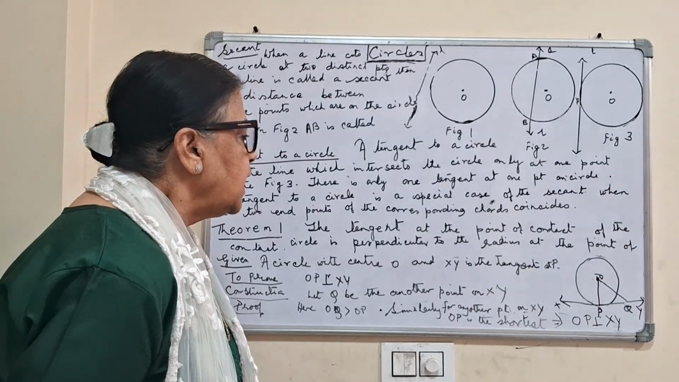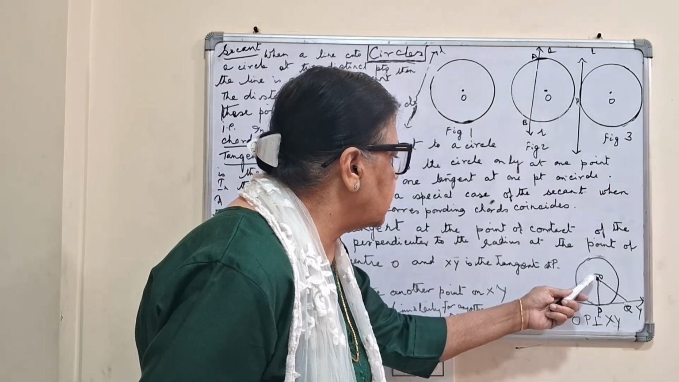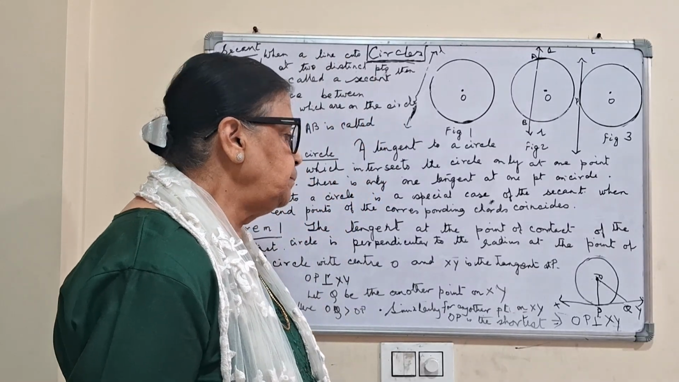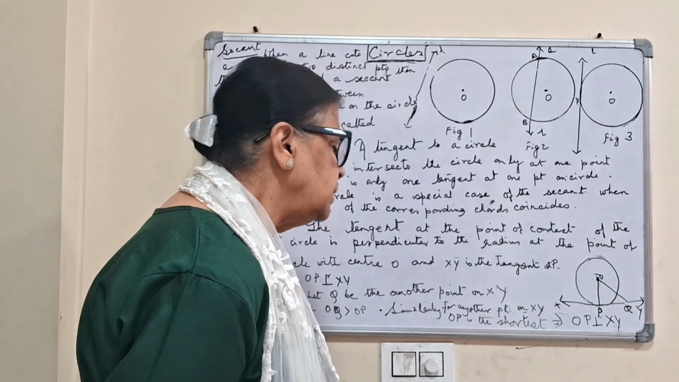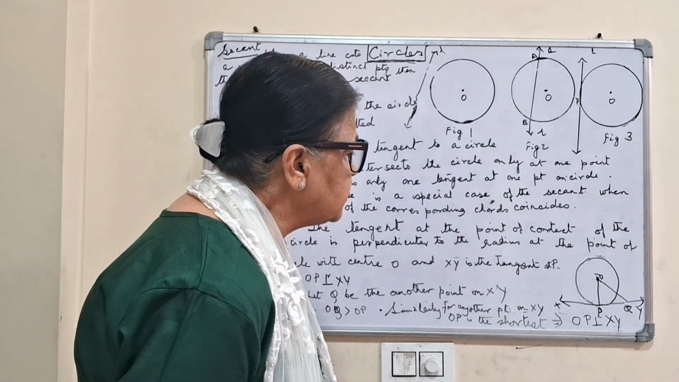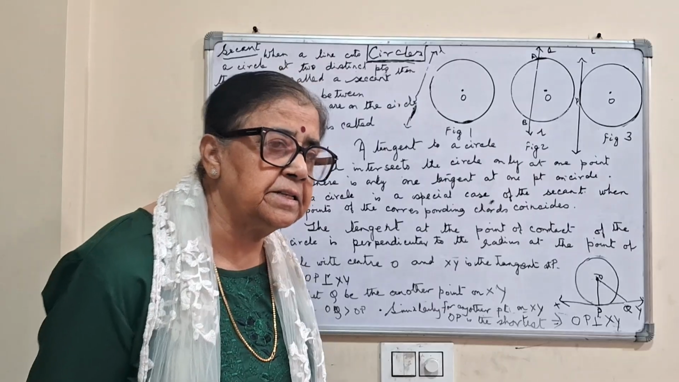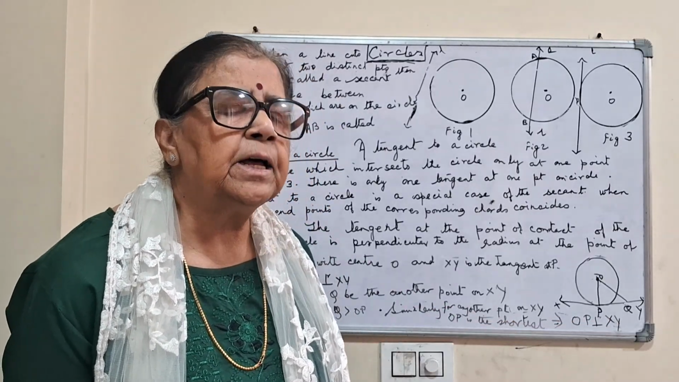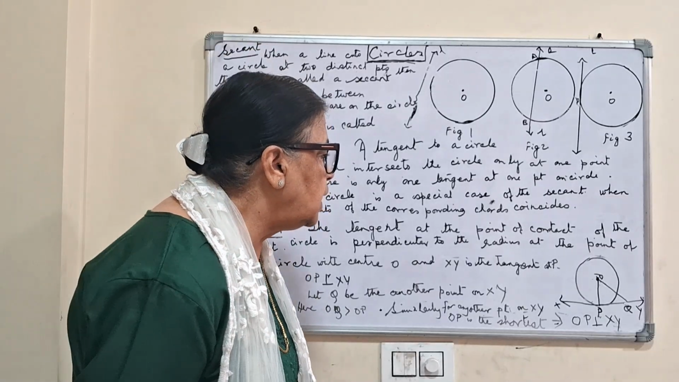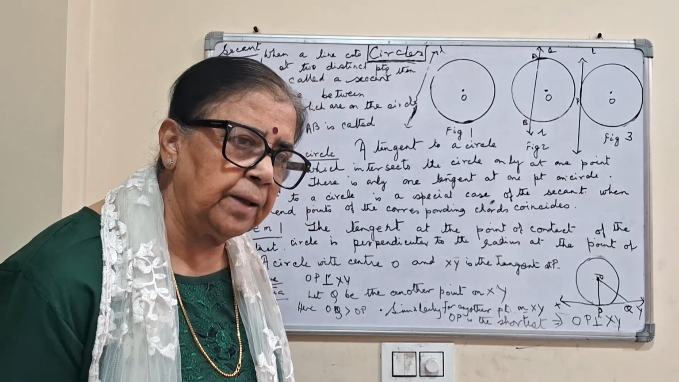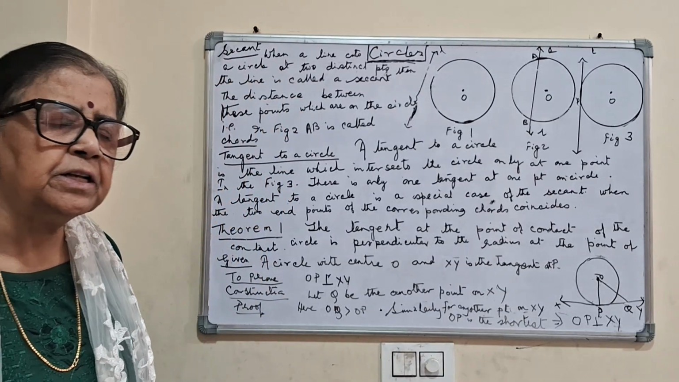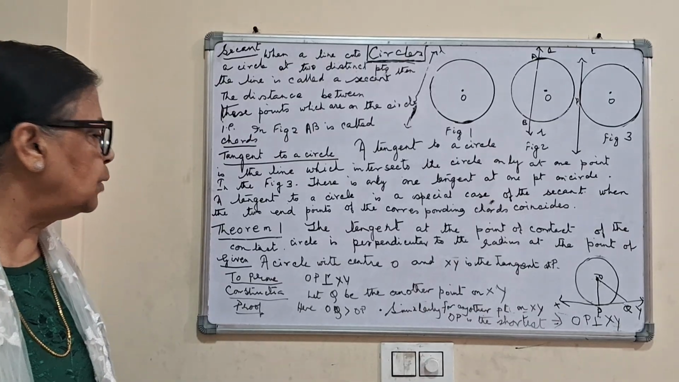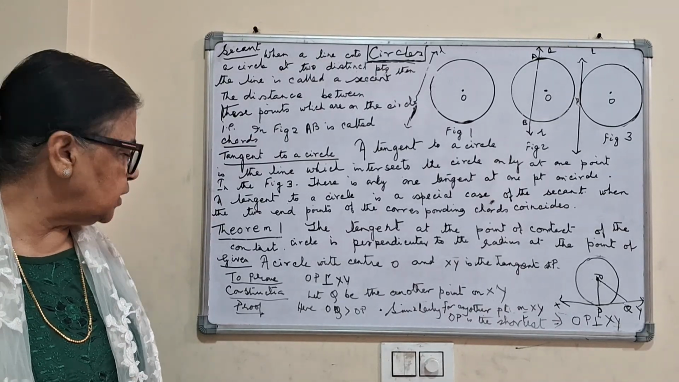That means my figure is here. This is a circle with center O. XY is a line, and that is a tangent touching the circle at P. We have to prove that OP is perpendicular to the tangent XY. Shortest distance is always the perpendicular. With the help of that, I am going to prove that theorem.